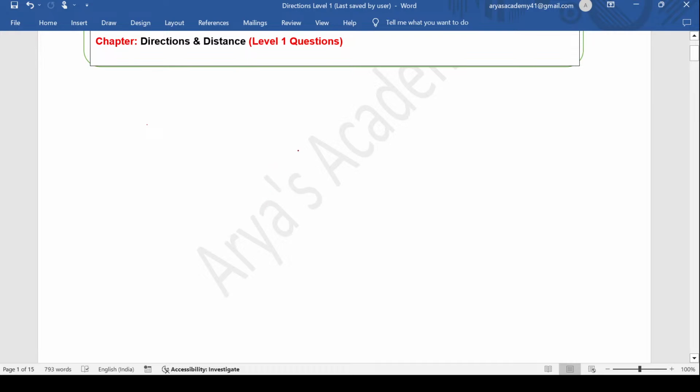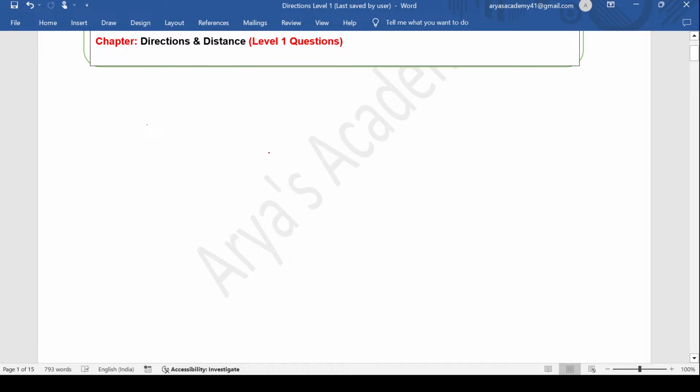Okay, now we will be looking at the introduction part. Questions we will solve later, on 10 questions. But initially we will try to understand the concept, basically what directions is and what is the basic concept behind solving the questions, what is the logic behind solving the questions.